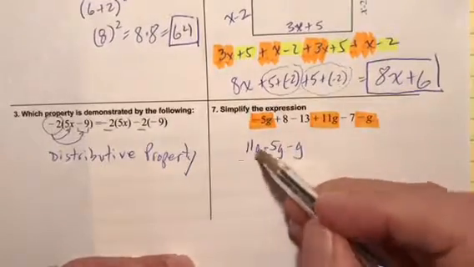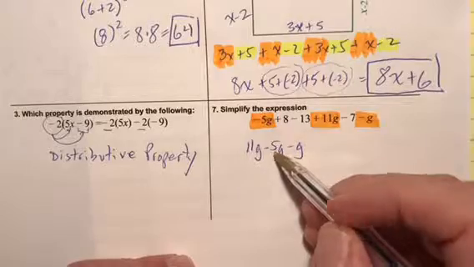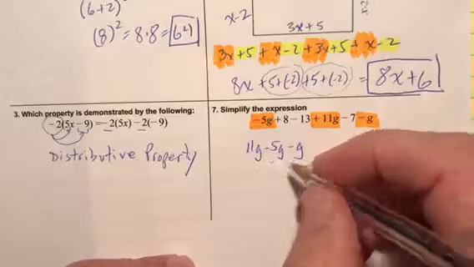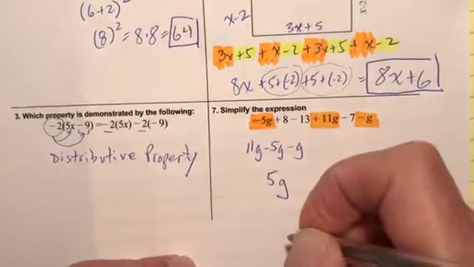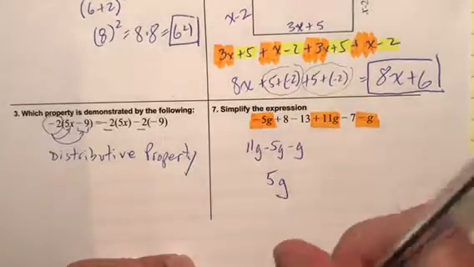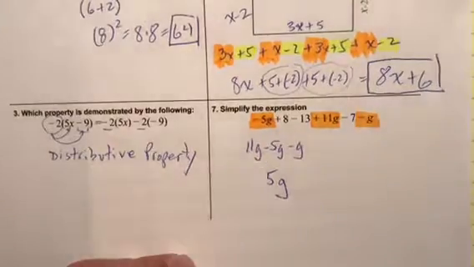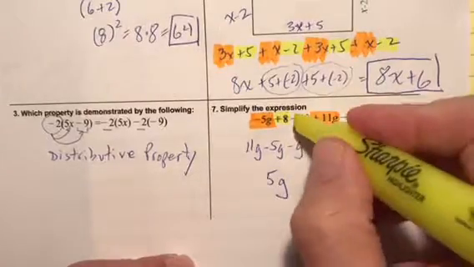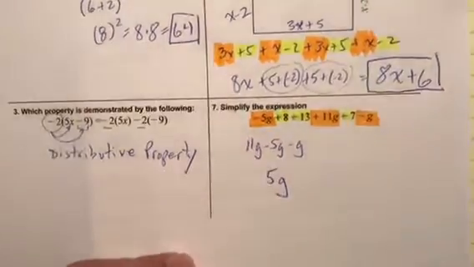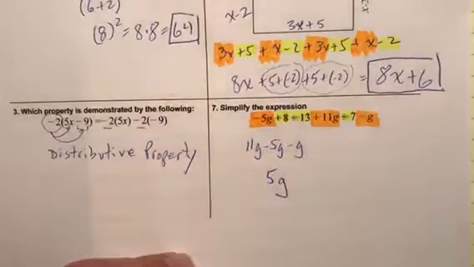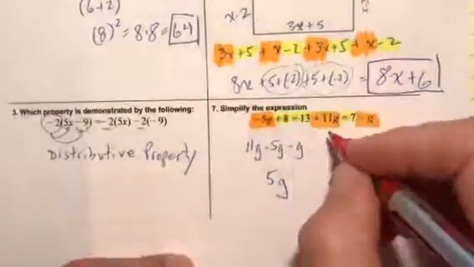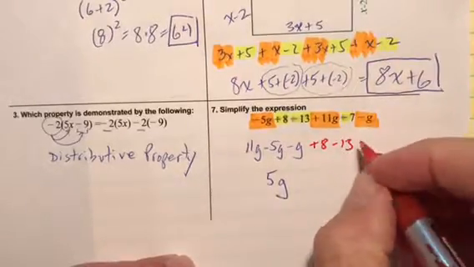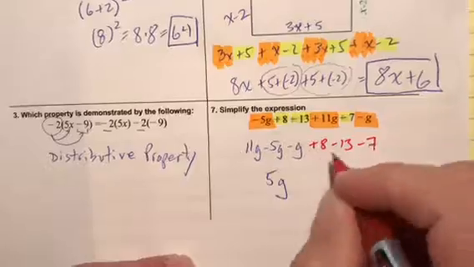So I can think of it as 11 minus 5 is 6. 6 minus 1 is 5. So together, that is 5g. And in my constants, I have an 8, I have a negative 13, I have a negative 7. So if I was to write those down, I'll do my constants in a different color. How about that? So I have a positive 8, I have a negative 13, that's one way to see it, and I have a negative 7.